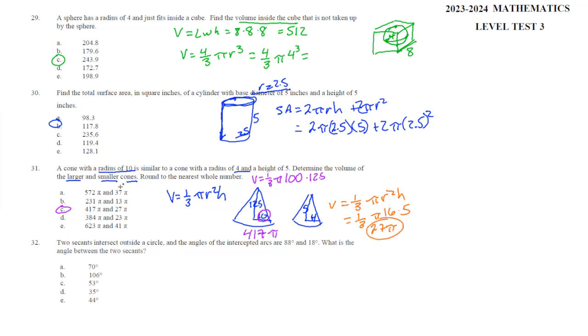So we could have just done that one from the beginning, and that's the only one that has the smaller one. And it said round to the nearest whole number. I think it meant round to the nearest whole number times pi, because that's what we have there. Okay, number 32.